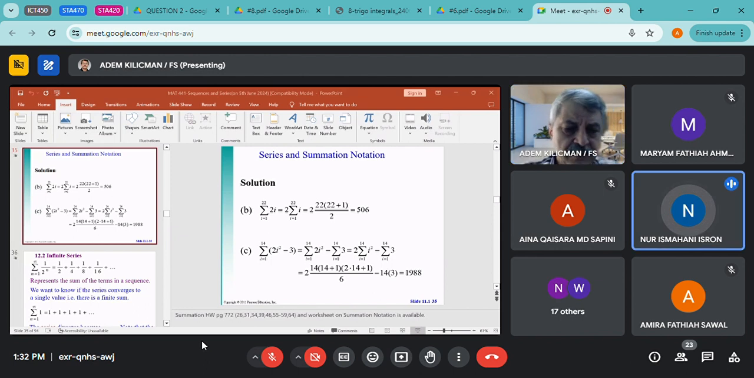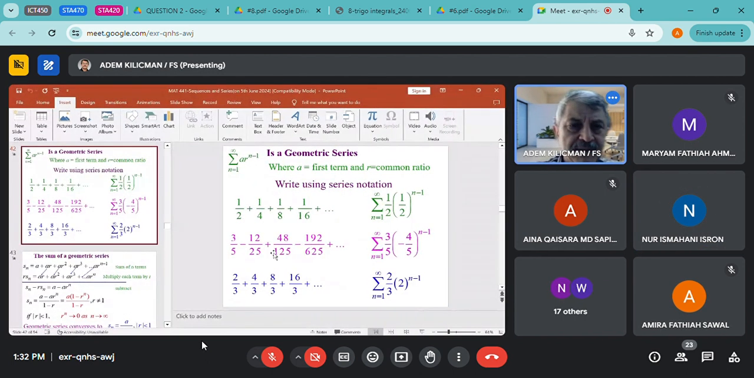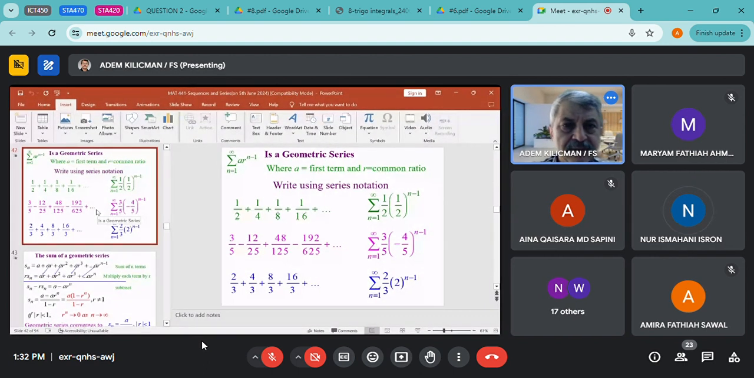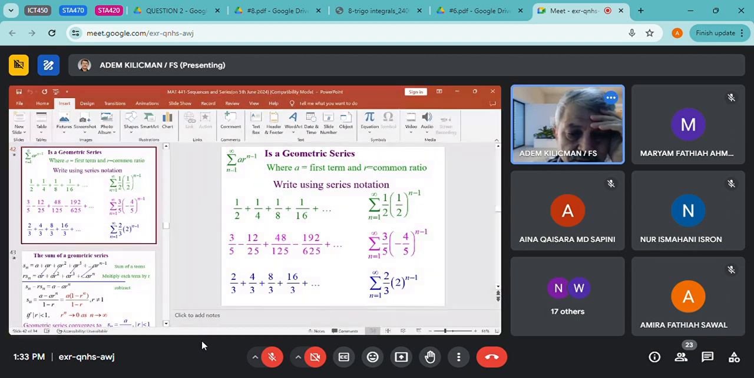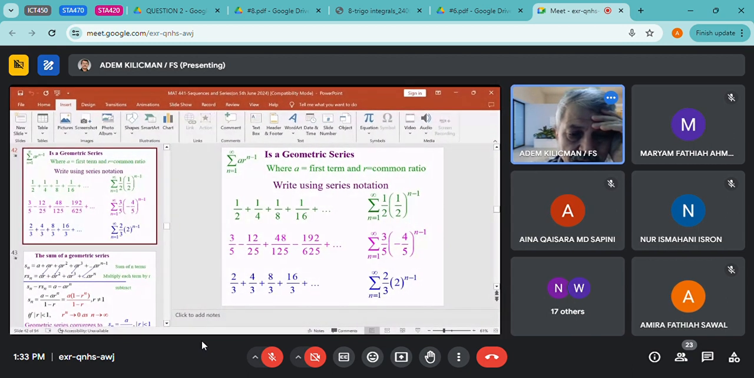Sorry, the slide is not moving. What is wrong? What is wrong? Can you see now?